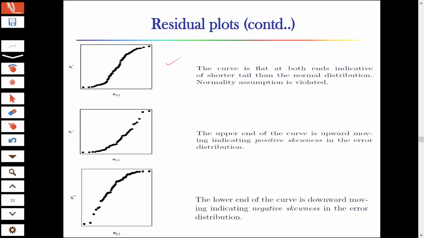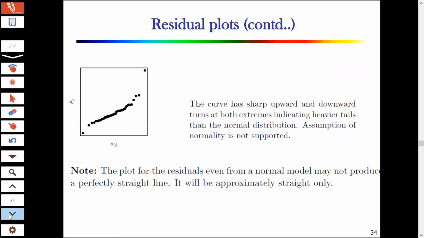Look at this one here. The curve is flat at both ends, indicative of a shorter tail than the normal distribution. In this case, the normality assumption is violated. Look at here, the upper end of the curve is moving upward, indicating positive skewness in the error distribution. And here, the lower end of the curve is moving downward, indicating negative skewness in the error distribution. So they are not normal, and the normality assumption is violated.